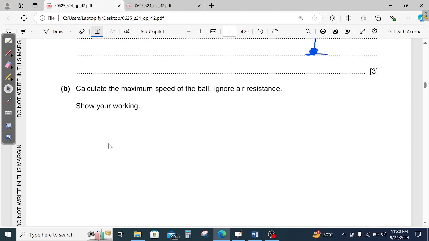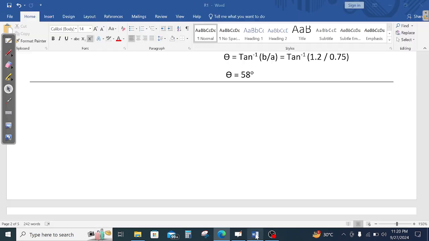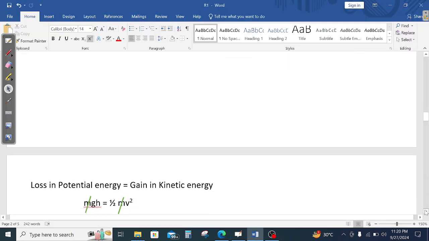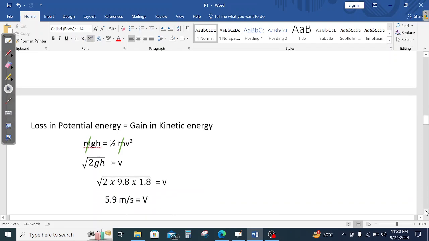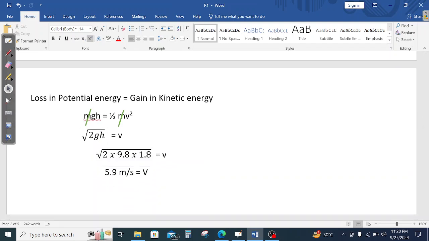Question number B is calculate the maximum speed of the ball, ignore air resistance, show your working. So I will explain it in the Word file. Okay, it is very easy. Here the loss in potential energy is equal to the gain in kinetic energy. First of all, you have to modify the formula, then you have to put in the values, then you can easily get the answer.